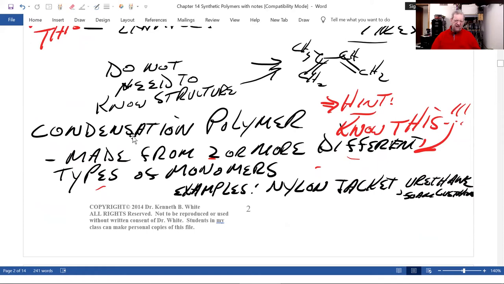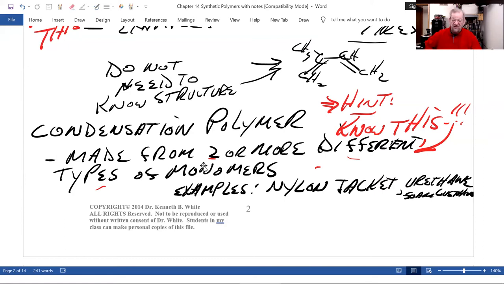The second type of polymer is called the condensation polymer. You should also know this. A condensation polymer is made from two or more different types of monomers. Again, a condensation polymer is made from two or more different types of monomers. Think of a long freight train made up of, say, white and blue, or white and brown, whatever colors you want to use, boxcars. And it's white, blue, white, blue, white, blue, white, blue. And that's really an example of a condensation polymer, except we don't use boxcars. We use segments of molecules.